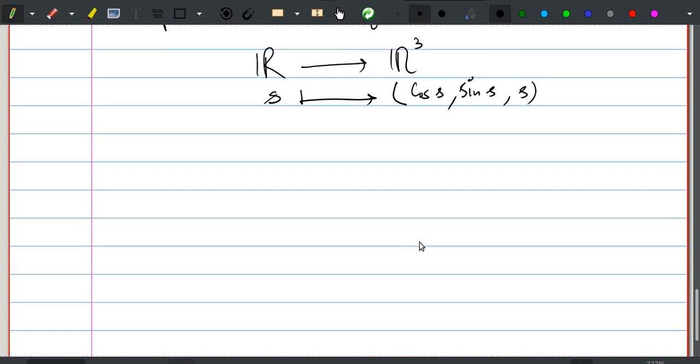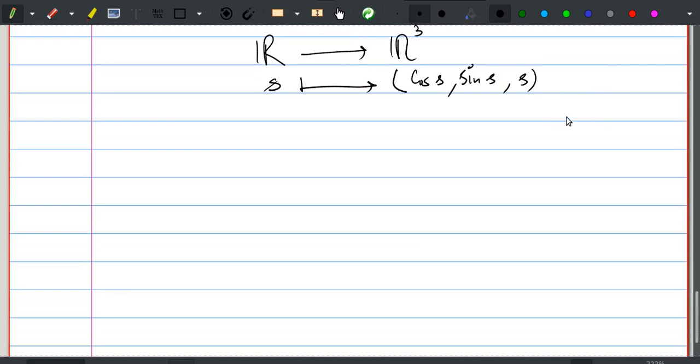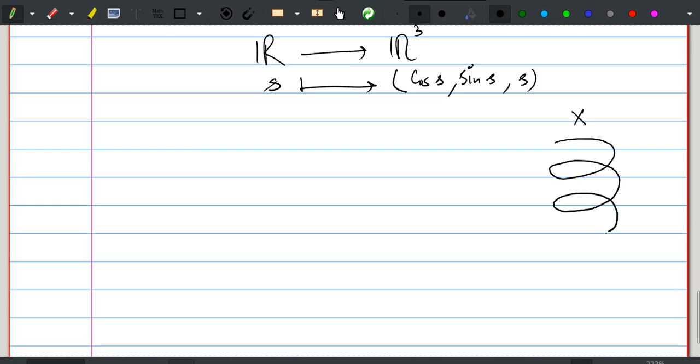So now we have this space X here as this helix. This is our real line R embedded in R3. This is our space X. Obviously this helix is homeomorphic to the set R of real numbers. So this is the homeomorphism here.